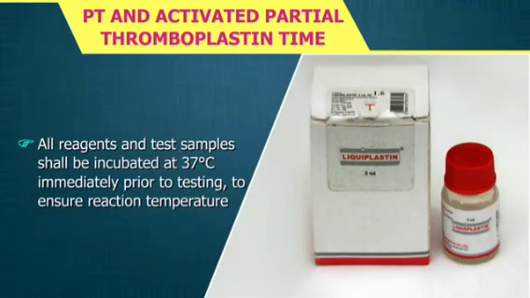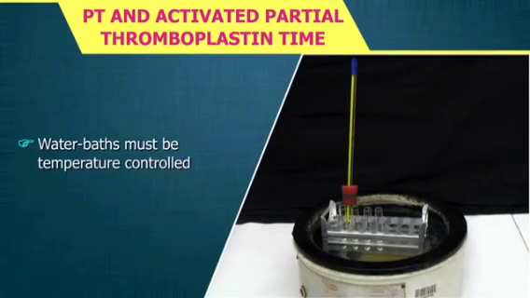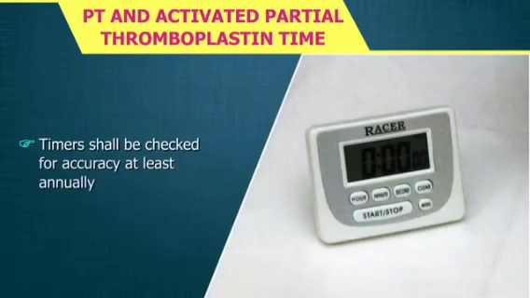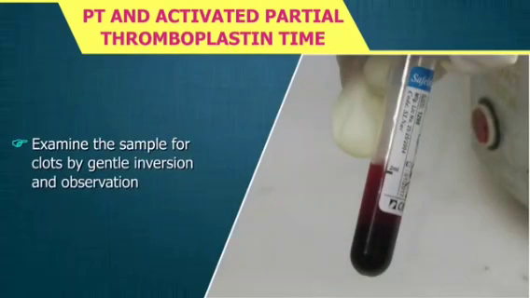All reagents and test samples shall be incubated at 37 degrees Celsius immediately prior to testing to ensure reaction temperature. Water baths must be temperature controlled. Timers shall be checked for accuracy at least annually. Carefully examine the sample for clots by gentle inversion and observation.